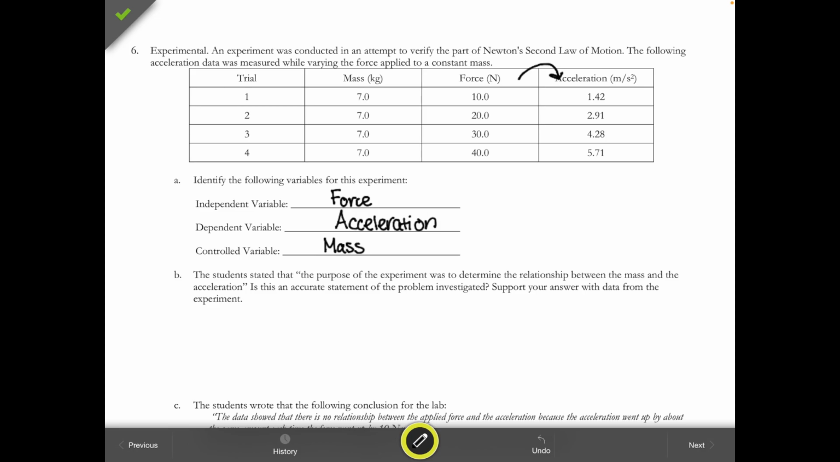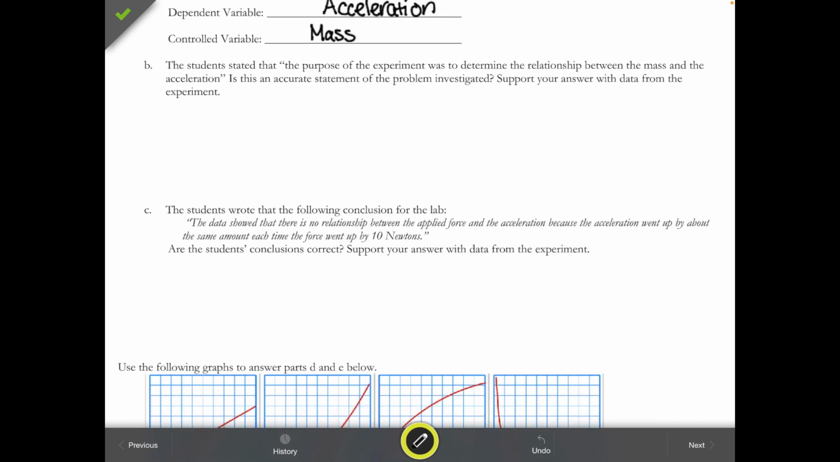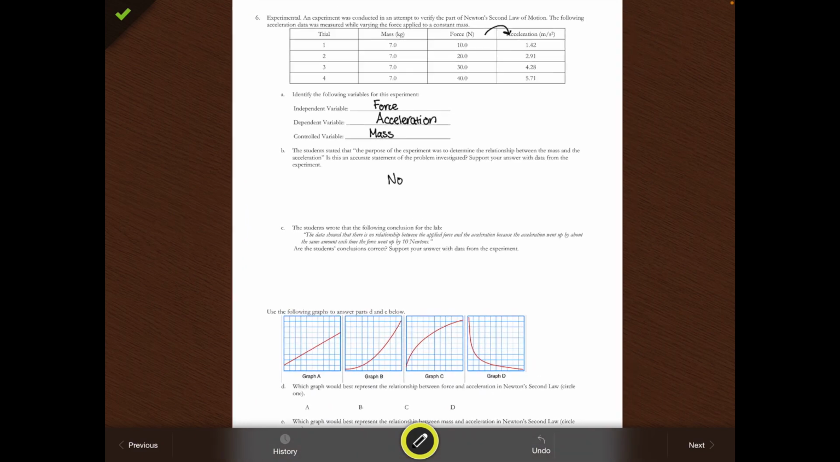When the student says that they're trying to determine the relationship between mass and acceleration, that's not true, because if you look at your data, I would be plotting force versus acceleration, not mass. If they want to see if mass changes acceleration, they would have to change the mass, but they didn't. Same for C. The data showed there's no relationship between the applied force and acceleration. I don't agree with that either. I don't agree with that because this is a direct relationship.